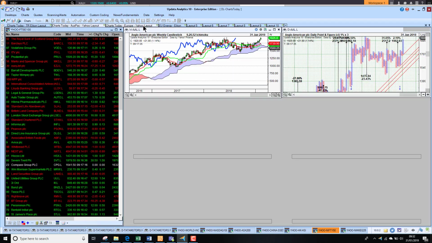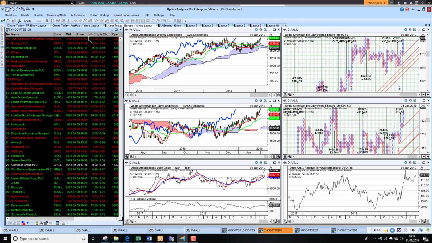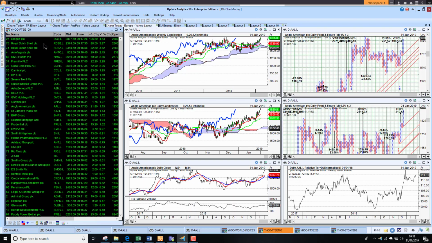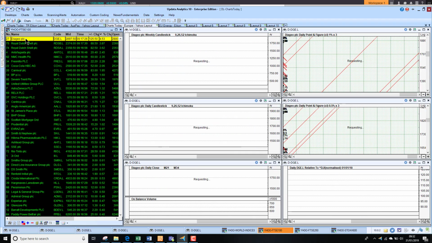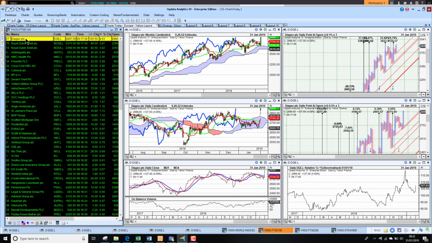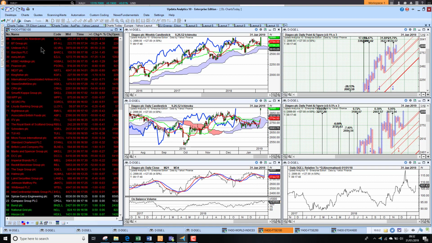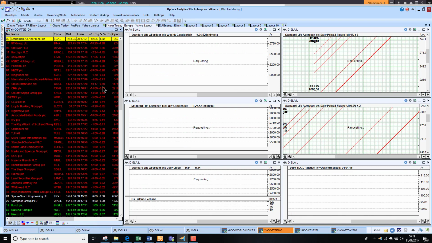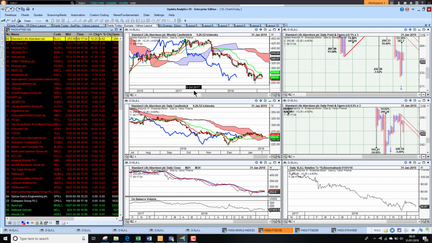Taking a look at the European market, the FTSE 100 this morning, we're seeing the drinks company Diageo up quite sharply, Royal Dutch Shell, Antofagasta, so we're seeing quite a lot of big moves there. On the downside, still the banks, Standard Life, Barclays, HSBC, we're seeing all sort of down. Standard Life is down 4.6%, so quite negative there.